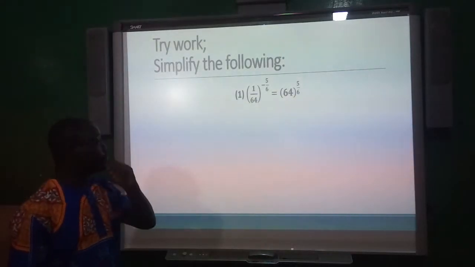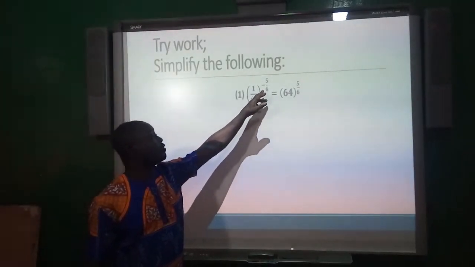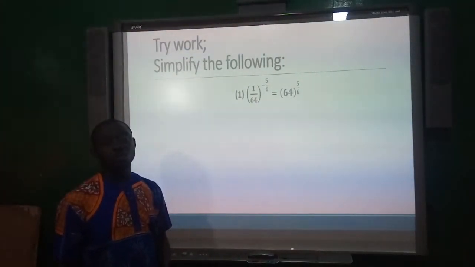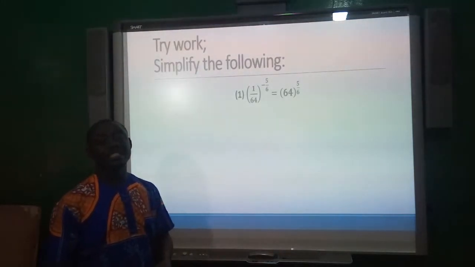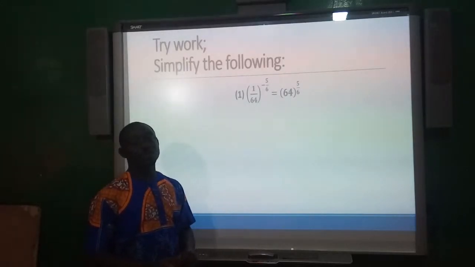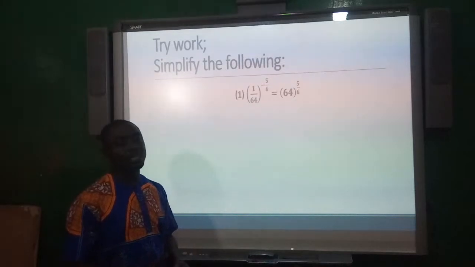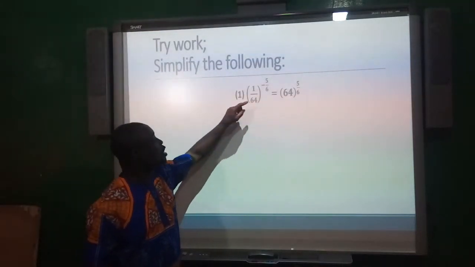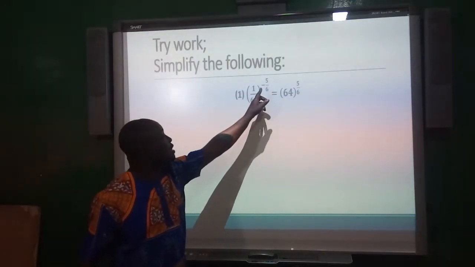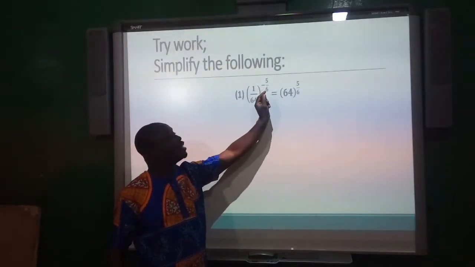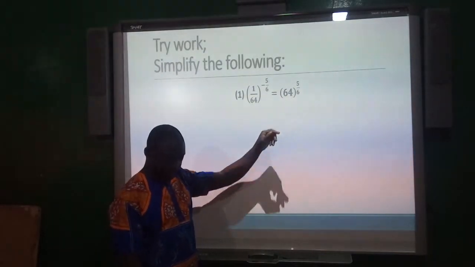For question number 1, you have 1 over 64 all raised to power negative 5 over 6. As I told you, it is impossible with that calculator to solve equations with negative exponents. So first you have to make the exponent positive. How do you make the exponent positive? You reciprocate the number: 1 over 64 becomes 64. The moment you reciprocate it, the sign of the exponent changes, so instead of negative 5 over 6, it turns to 5 over 6.